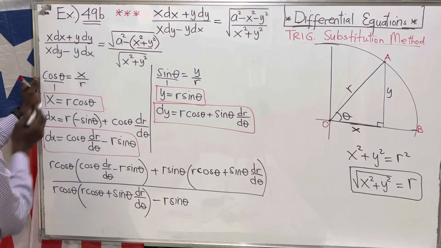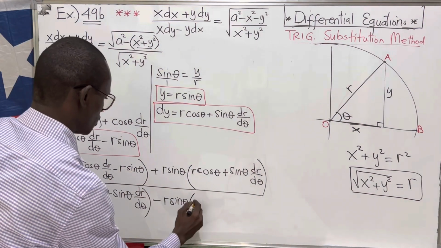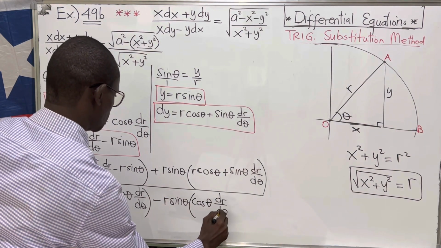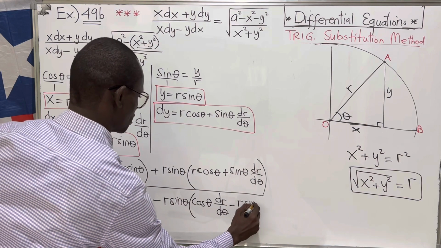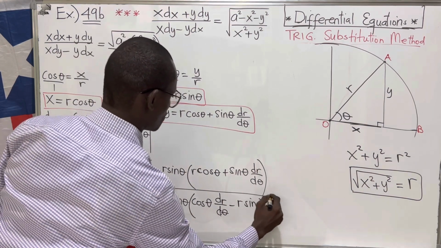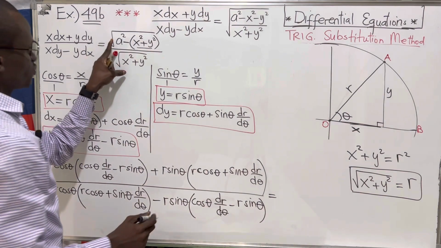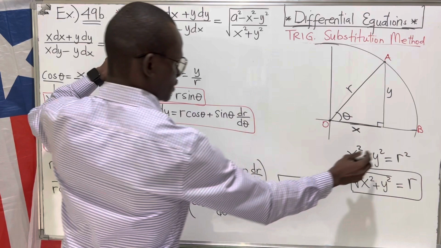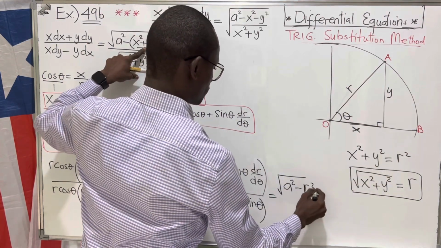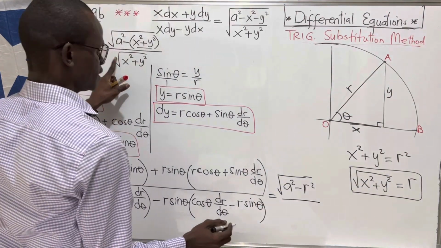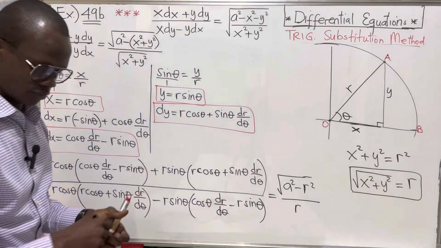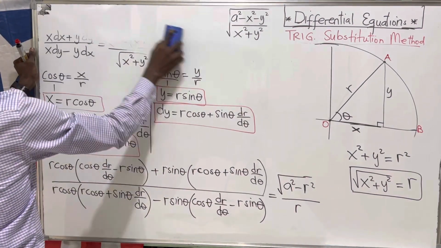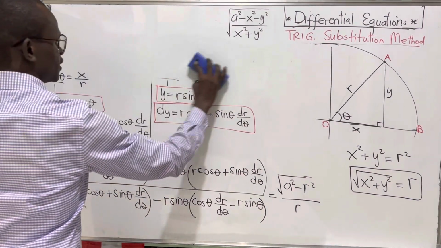And then what is dx? dx is cos of theta, the dr over d theta, minus r sine of theta. So you have to be very careful before you miss some signs and everything. So this one now is the root of a squared minus, so this whole thing now is just our r squared, divided by this entire root, which is just r. So you see, it's very easy. It's very, very easy.